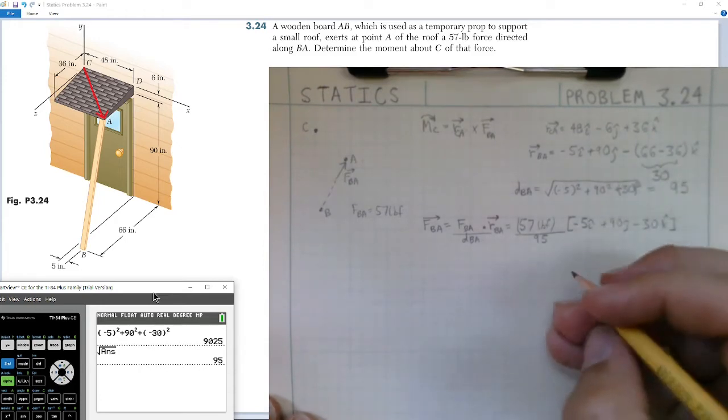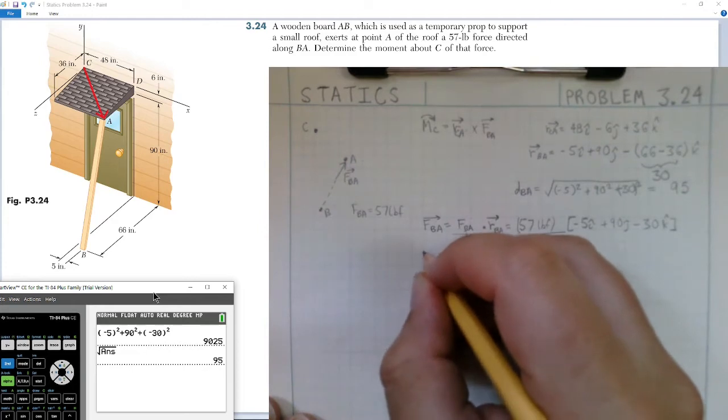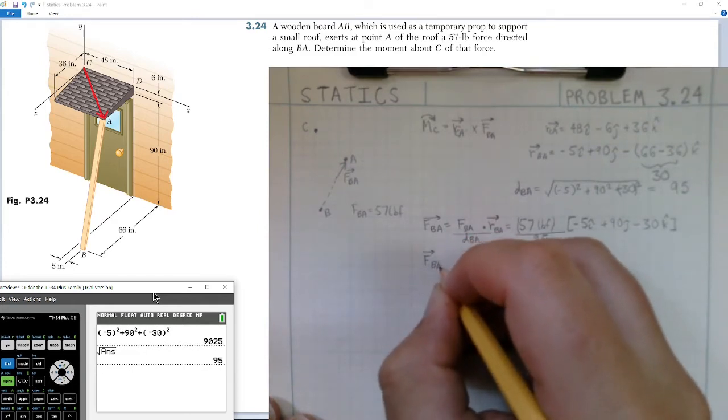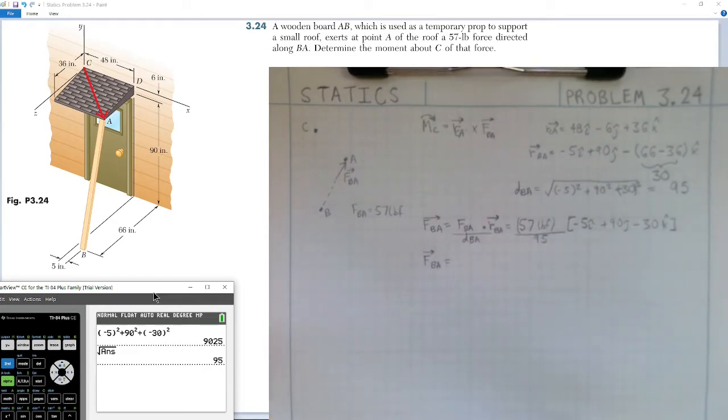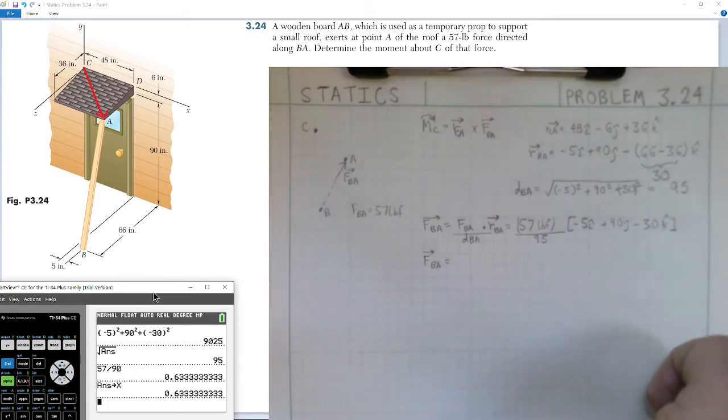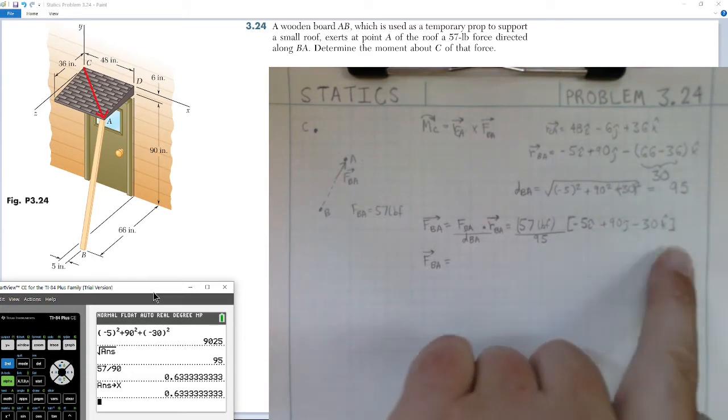Good. So if we write this out again one more time, we'd have force from b to a is equal to 57 divided by 90. Let's go and compute that first. That would be 0.63 repeating. I'm going to do a little trick here and store this as x, and just multiply that x number times each one of these values.